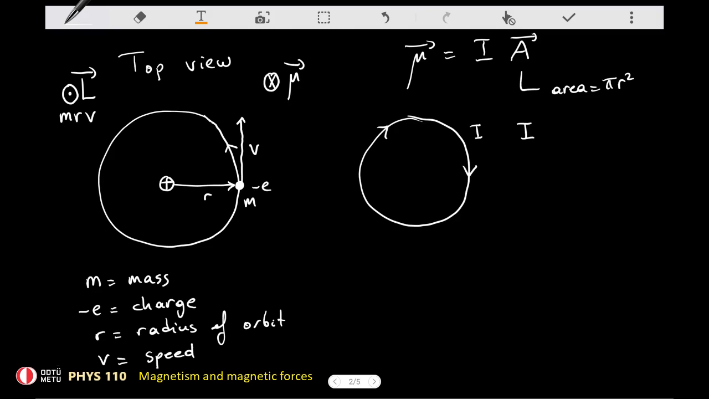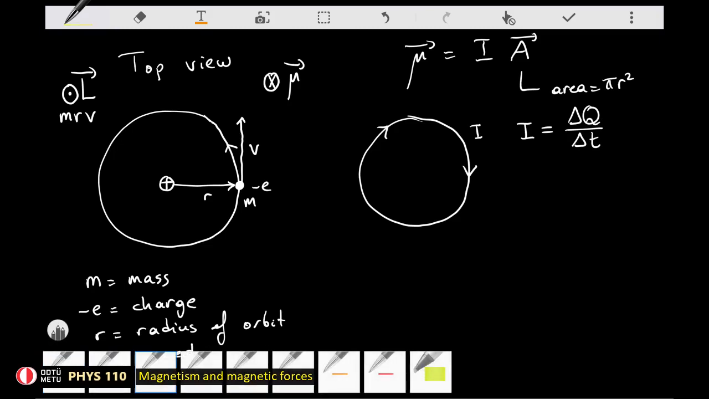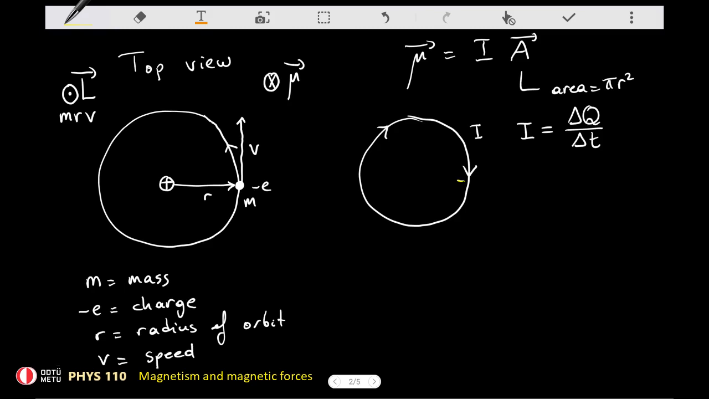Computation of the current might be confusing because we don't have a steady current here. We have a single particle which is rotating around. So if you remember the convention, the definition for the current is the amount of charge that crosses a given surface divided by the unit time. So we need to choose some kind of an imagined surface here. And we would like to think about the process where the electron crosses that surface to the other side.